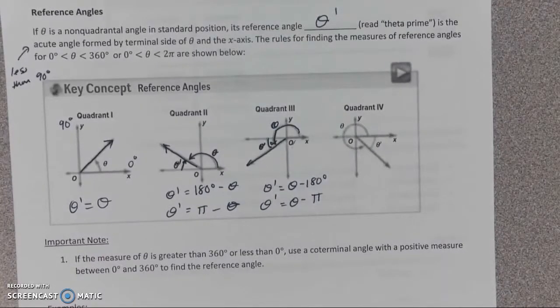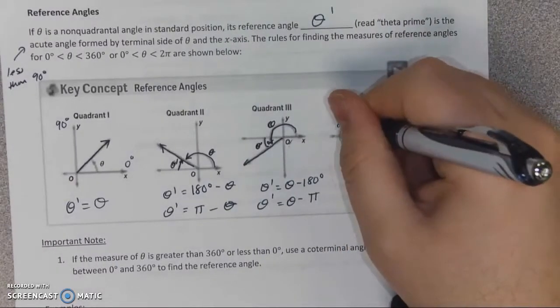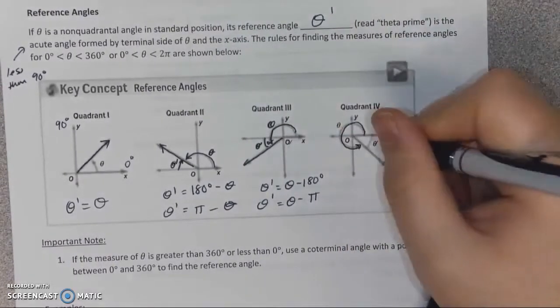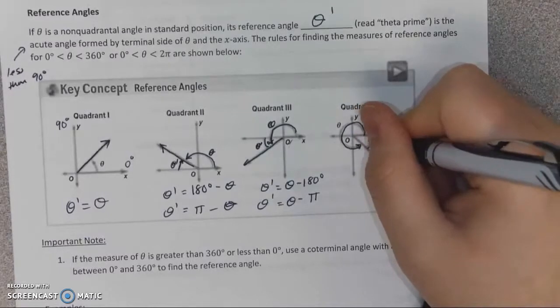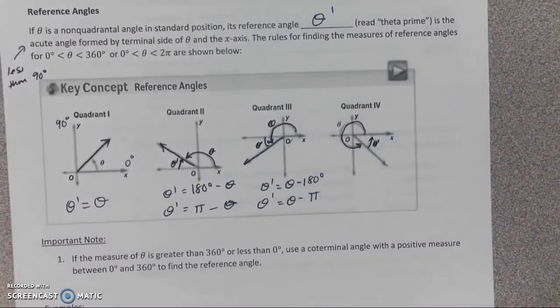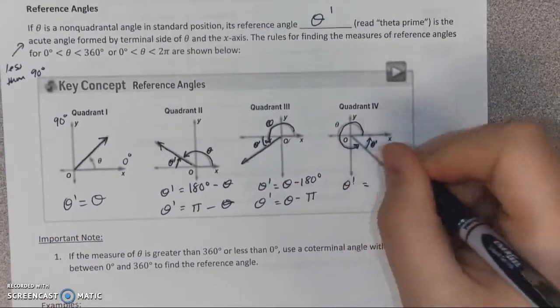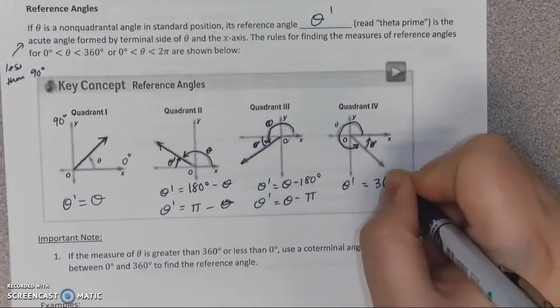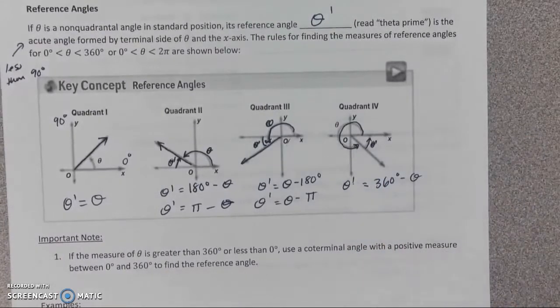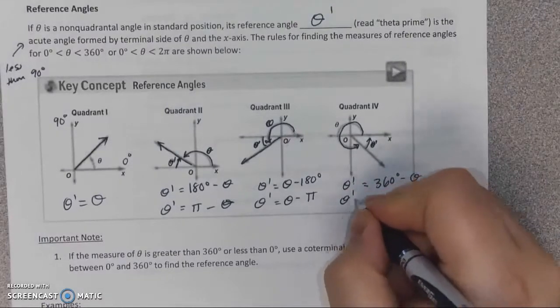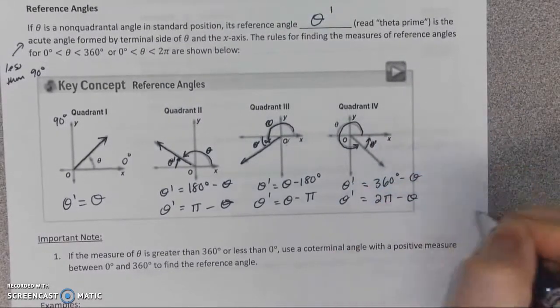This one's the only one that differs slightly from the other three. So here, again, your angle is bigger than 90. So your reference angle is this acute angle right here, theta prime. And the measure of theta prime is going to be 360 minus theta. Or if you're given radians, theta prime is 2 pi minus theta.